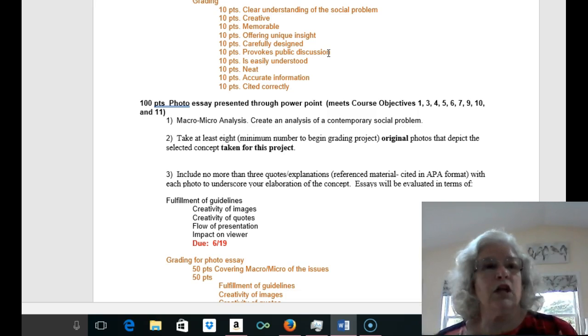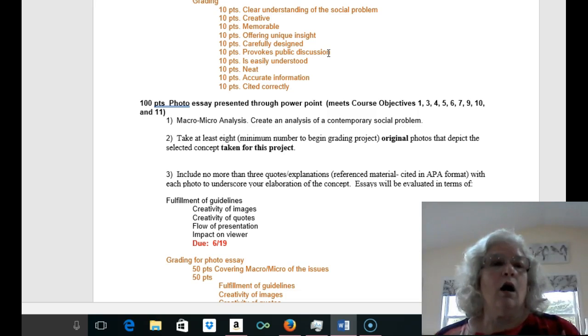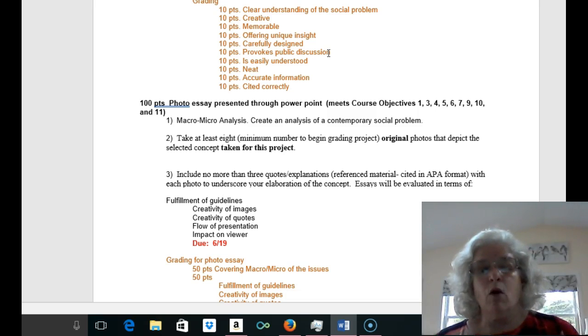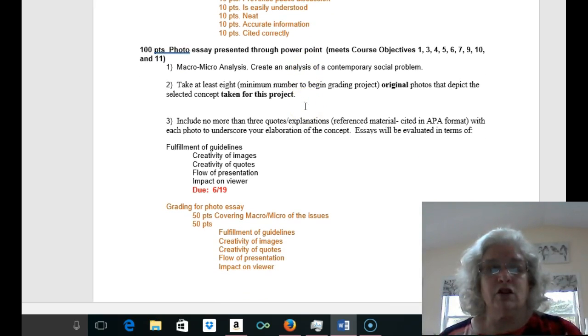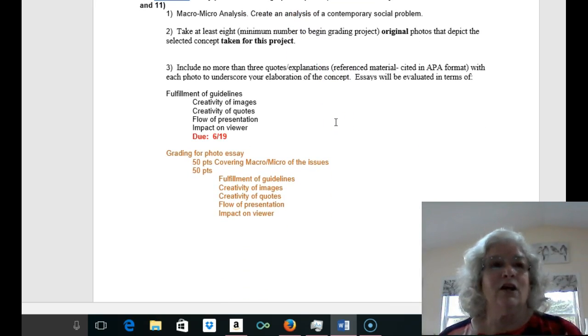So basically, you're citing a source about the problem as you're writing this essay, or they could be quotes from people about that particular issue. And they may be famous people or people you know who have dealt with the problem. They need to be tied together by research that you're looking at within the process. Remember, it is an essay, not just a photo project.